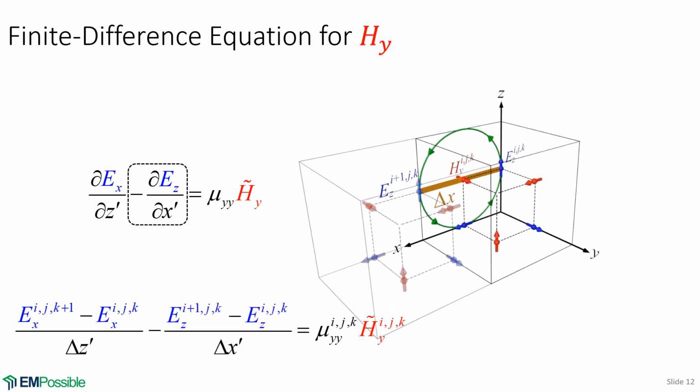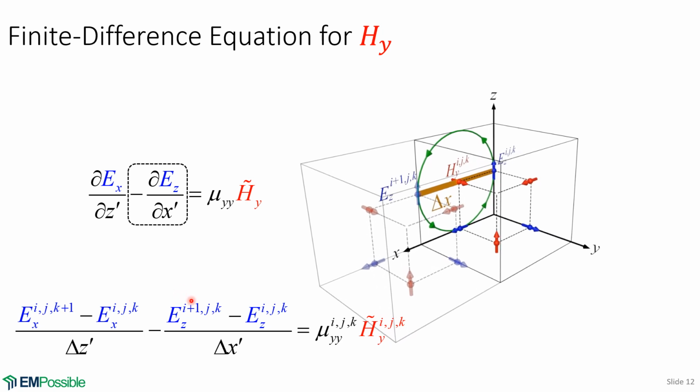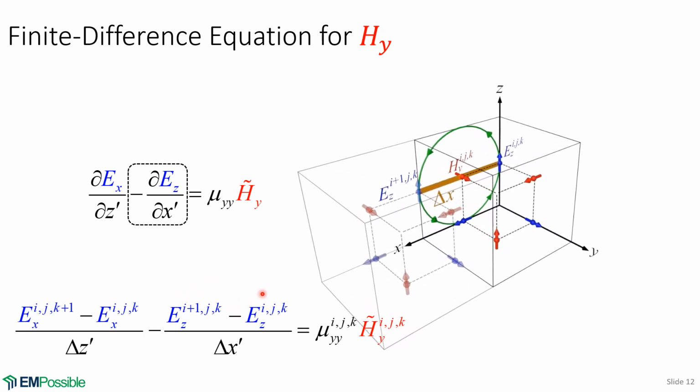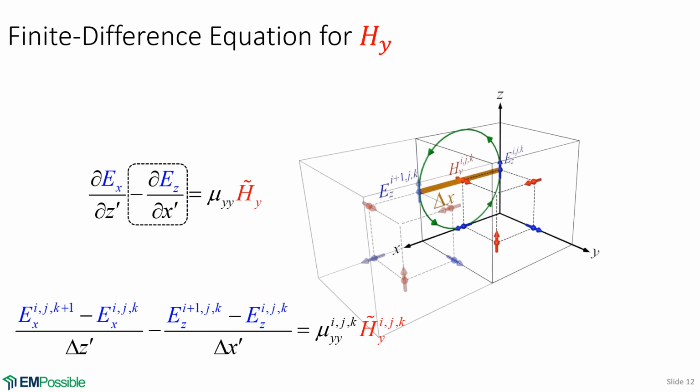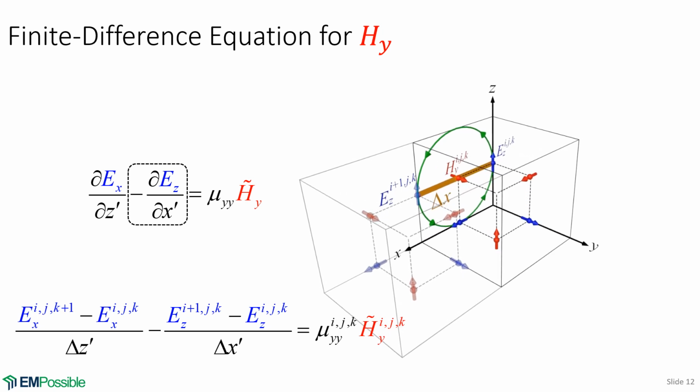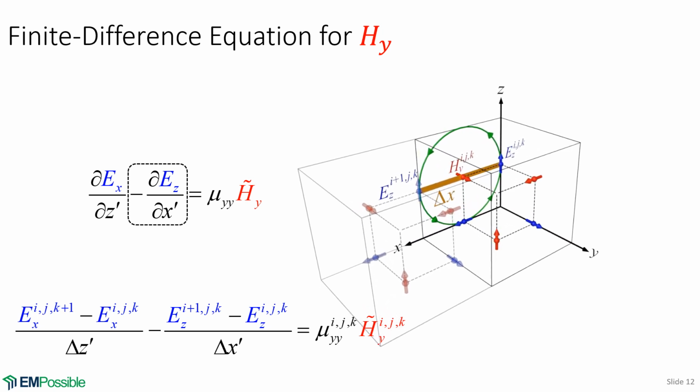So our finite difference approximation is EZ from the next cell over in the X direction minus EZ from the same cell divided by the spacing. And all terms in this equation exist at the same point in space.